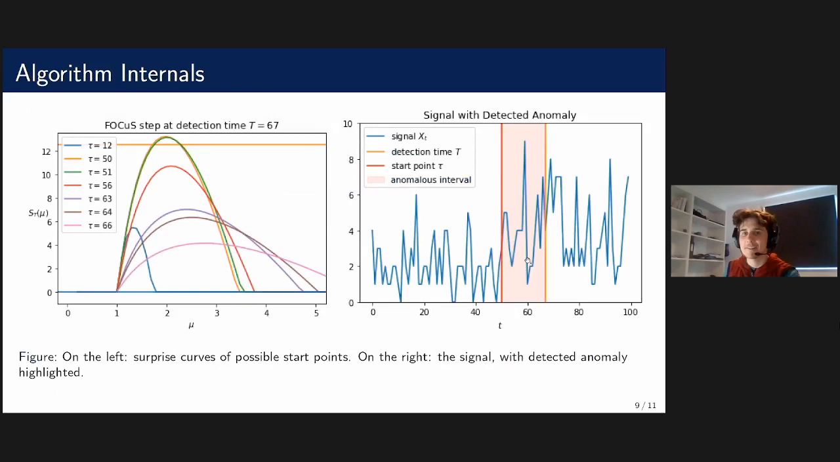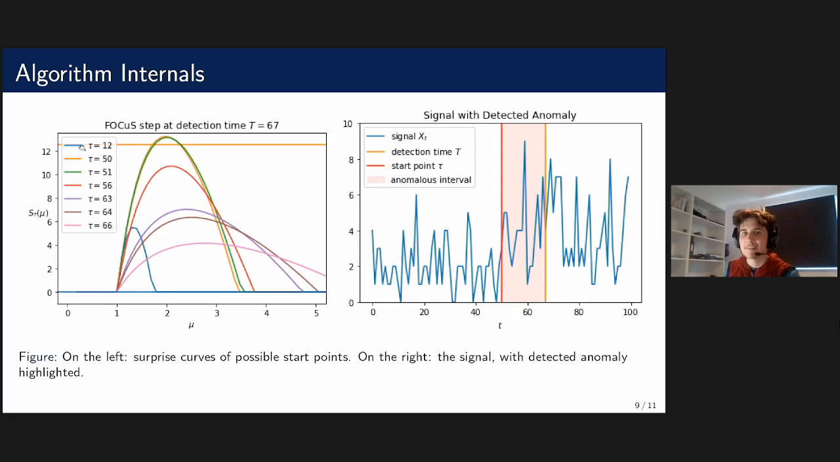Let me just quickly go through the algorithm. On the right, the first 50 points here are just normal. And then in the second 50 points, I've put in a little bit of an anomaly, an excess of count. And it's taken until time point 67 to find it at the given 5 sigma significance level.